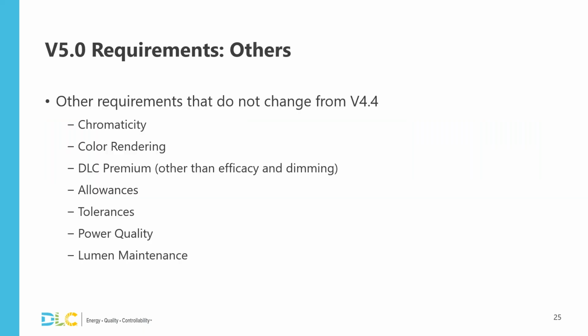So wrapping up the version 5.0 overview, it's important to note that any requirement that we did not explicitly address here remains unchanged from version 4.4. So it's really just the efficacy, dimming, the requirement being indoor luminaires and retrofit for standard and all products for premium. And anything else, such as those listed here, like CCT, CRI, the efficacy allowances, etc., those remain unchanged from version 4.4.